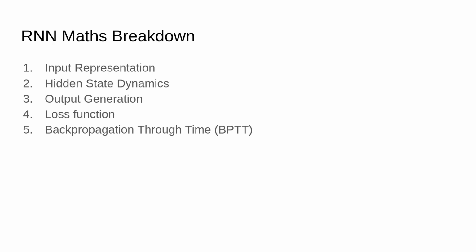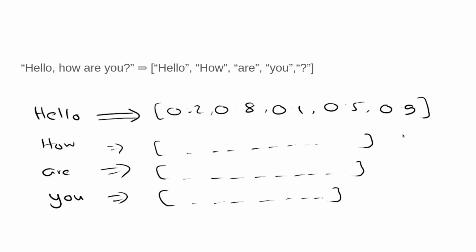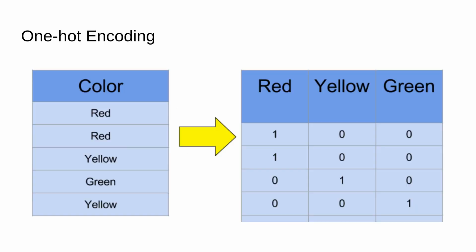Alright, we'll start with input representation. Imagine you're feeding the RNN a sentence one word at a time. Computers don't understand words, they understand numbers. So we need to turn those words into numerical vectors. The most common ways to do this are one-hot encoding and word embeddings. One-hot encoding is simple. If you have a vocabulary of say 10,000 words, each word gets a vector of length 10,000 with all zeros except for a 1 at the index corresponding to that word.